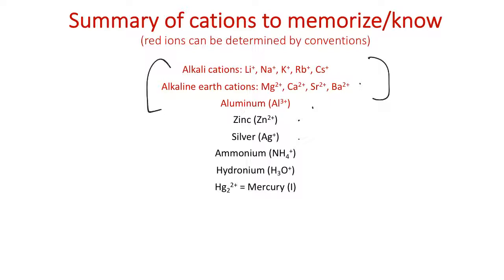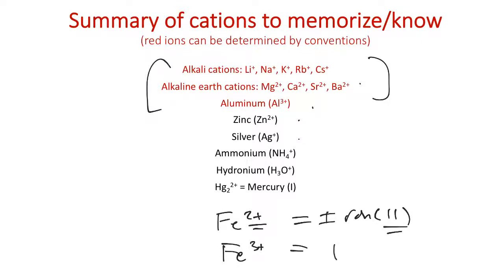And then for the other transition metals, we would give you the Roman numerals. So we'd say Fe 2 plus would be iron 2. The Roman numeral is the charge. So iron 3 plus would be iron 3. We use a Roman numeral system for all the other transition metals where we can't easily predict the charge just based on periodic table placement.